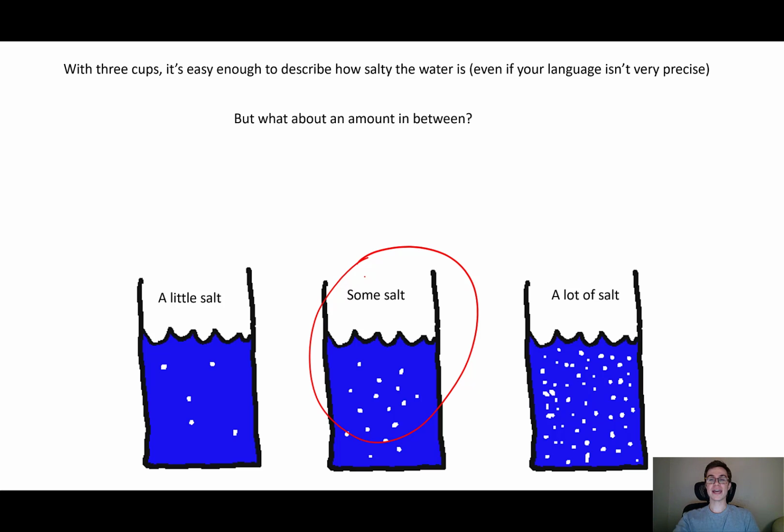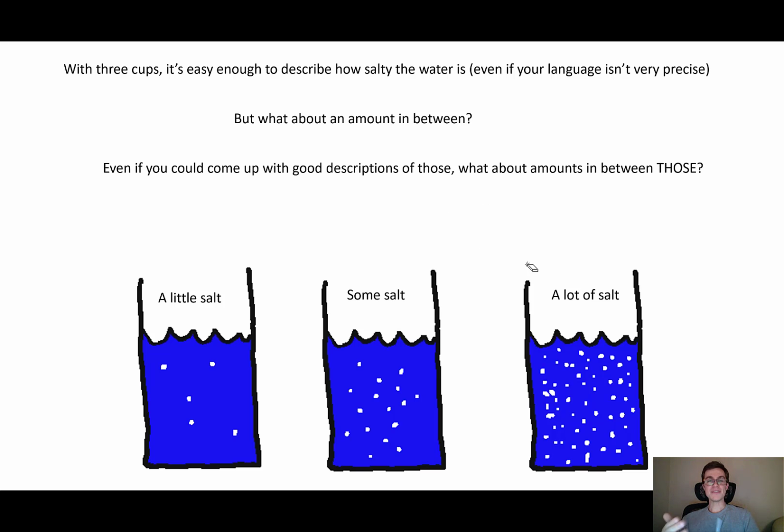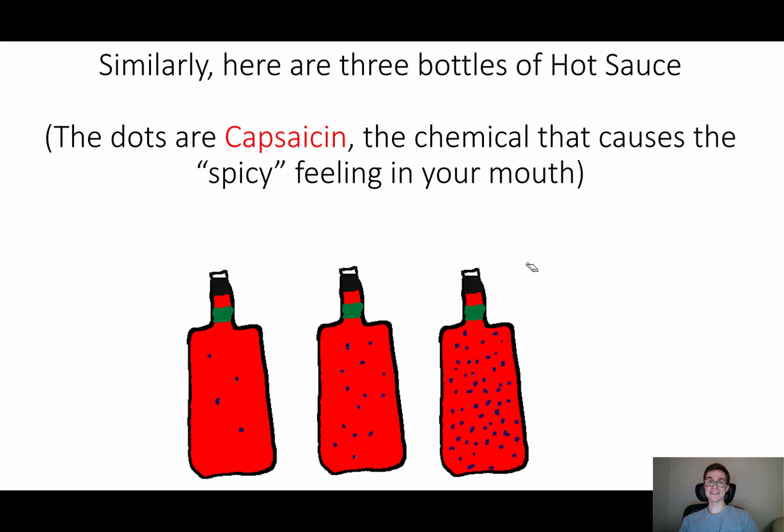But what if you don't have only 3 options to choose from? What if you want to choose something in between these? So how would you describe something in between that first and second cups? Like sort of a little bit salty? Or something in between the second and third? Like almost really salty? I mean, even if you can come up with a good description of those, what about amounts in between those? Like we want to have a tool that lets us describe how strong any solution is, how much stuff is dissolved in any of it. English is not your friend here. Math is your friend, but we'll get there.